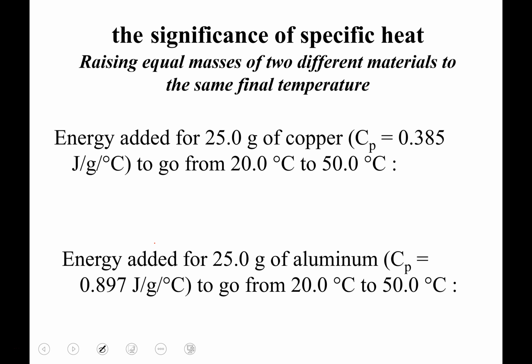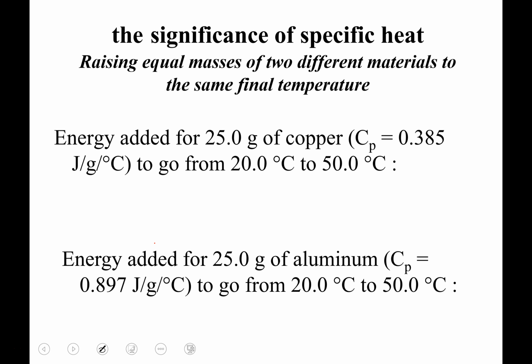But let's think about raising equal masses of 2 different materials to the same final temperature. The specific heat of copper is 0.385 joules per gram per degree Celsius, and the specific heat of aluminum is higher. So we are going to bring them to the same final temperature. Which one's going to take more zapping? How many people think the copper will take more? How many people think the aluminum will take more?